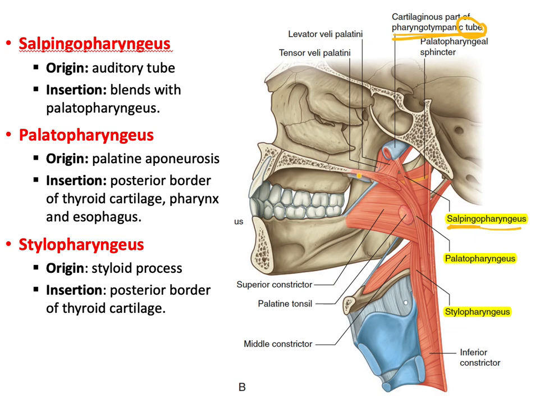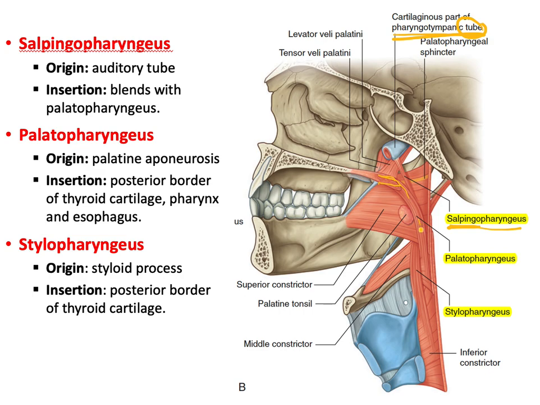The second one is a muscle which is related to the soft palate. This is the hard palate and this is the soft palate, and one muscle of the soft palate is the palatopharyngeus. It originates from the soft palate, from the palatine aponeurosis, and it is inserted in the posterior part of the thyroid cartilage, and most importantly in the pharynx and esophagus.